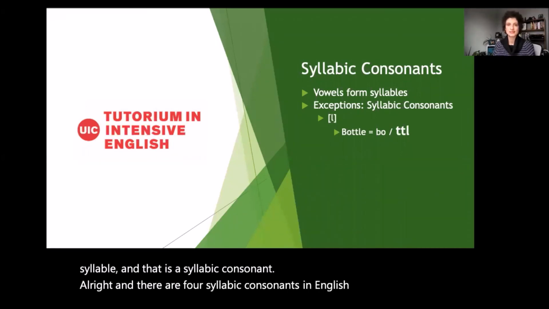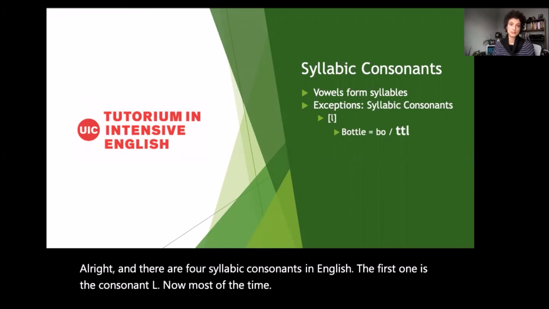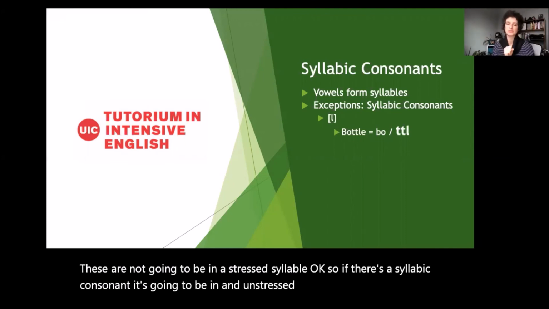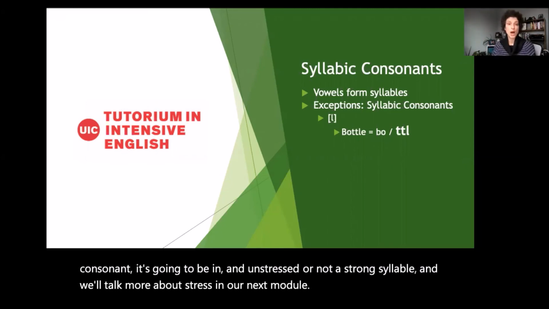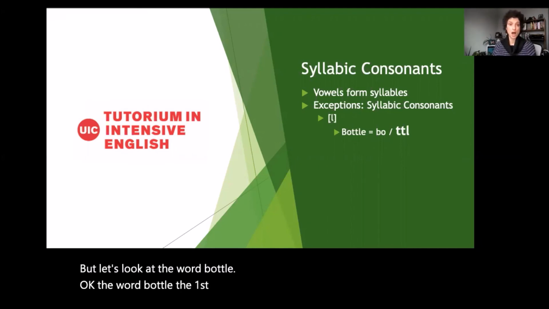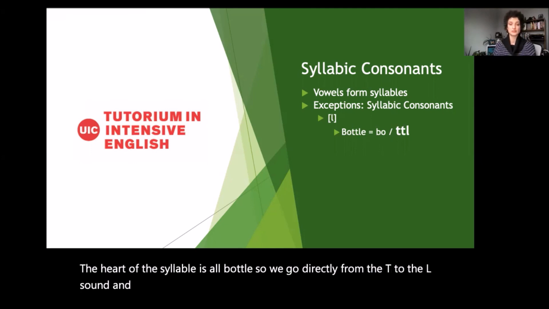The first one is the consonant L. Now, most of the time, these are not going to be in a stressed syllable. Okay, so if there's a syllabic consonant, it's going to be in an unstressed or not a strong syllable. And we'll talk more about stress in our next module. But let's look at the word bottle. Okay, the word bottle, the first syllable is ba, and the second syllable, the heart of the syllable is ul, bottle. So we go directly from the T to the L sound, and L is the heart of our syllable.